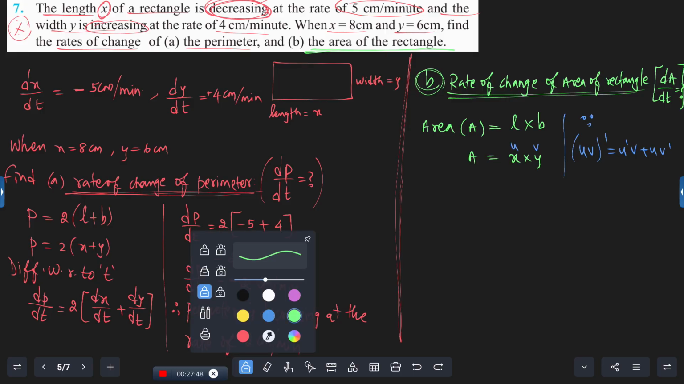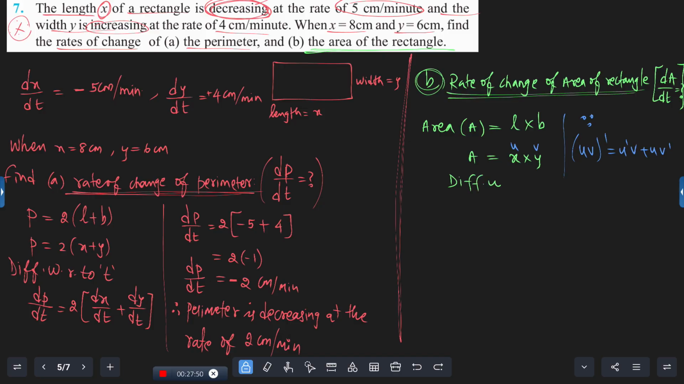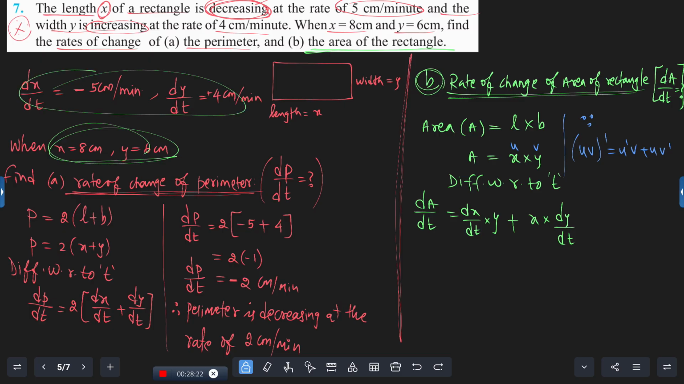Now let's differentiate with respect to t on both sides. So A, when I differentiate, dA by dt is equal to first U dash, x when I differentiate, dx divided by dt into y, let it be as it is, plus x keep it as it is. Now V, V means y, when I differentiate, dy divided by dt. At a time, the x value, y value, and dx, dy, everything you substitute and you will be getting the required answer. Okay, so dx by dt we have here minus 5.